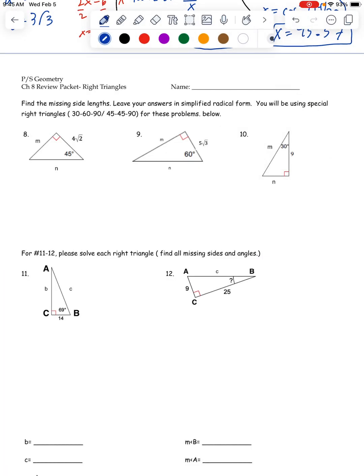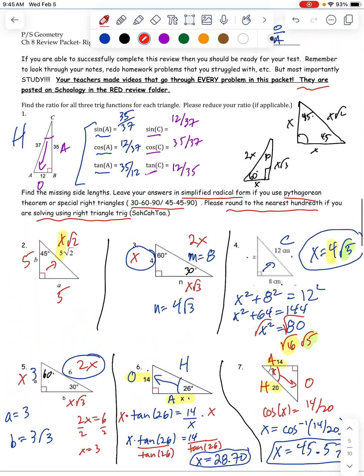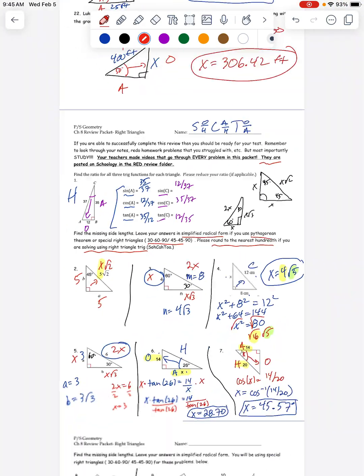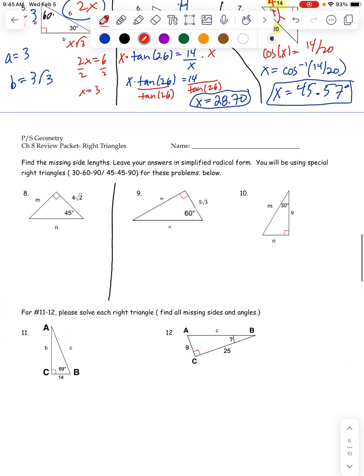Okay, here we go. We have another 45, 45, 90 problem for number 8. Remember our 45, 45, 90 triangle. If we look here, I have x, x, and x root 2. So I'm going to label those sides. I have x, x, and x root 2. So 4 root 2 is my x side.